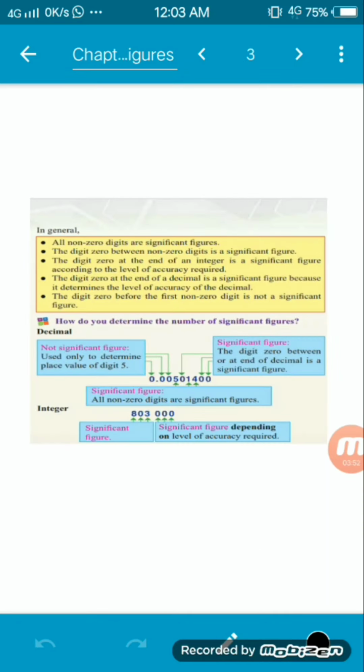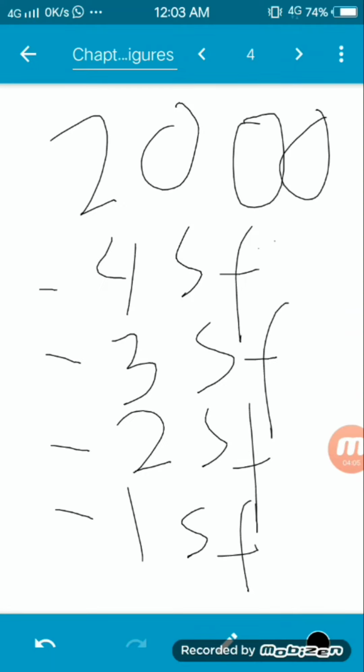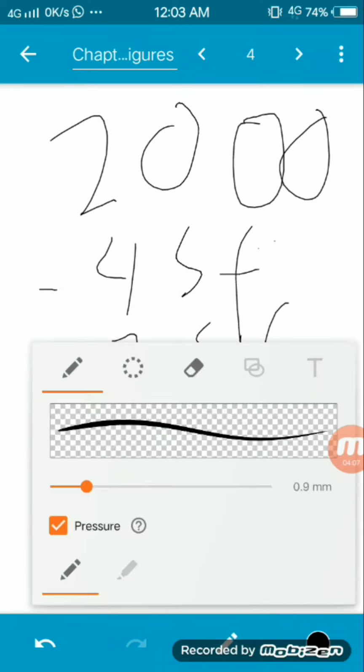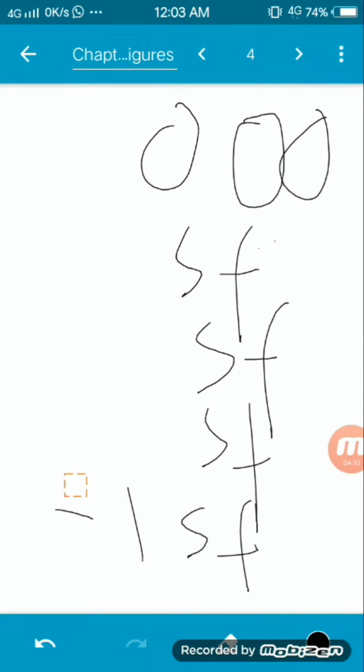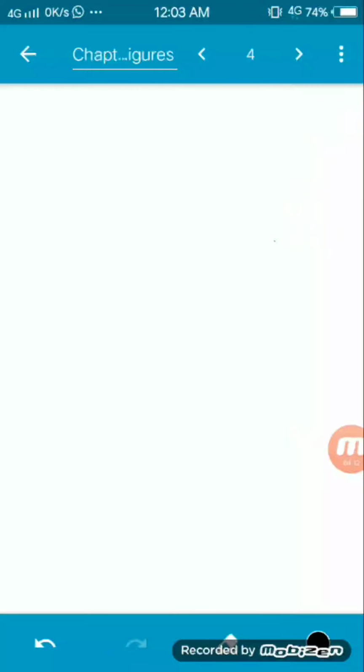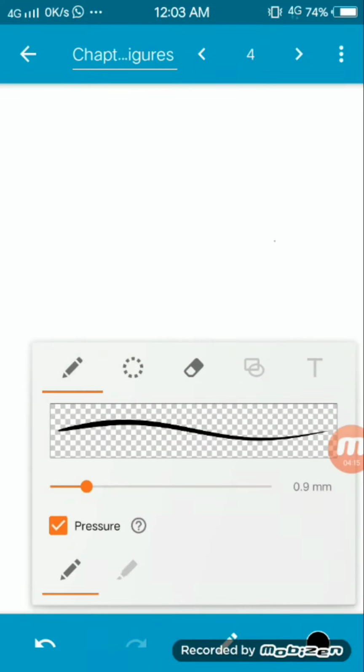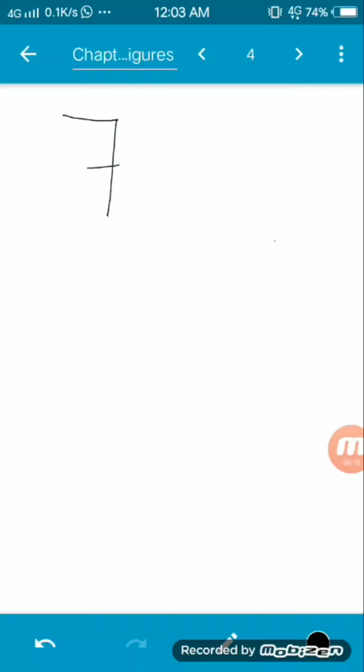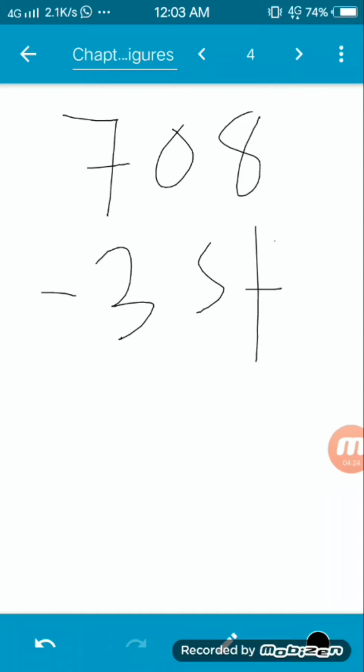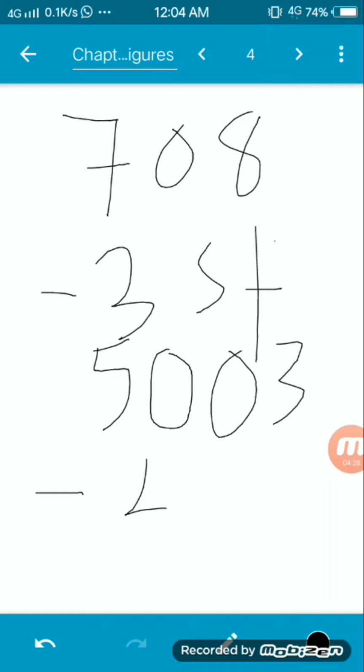Okay. Next is the digit 0. The digit 0 at the end of an integer is a scientific figure according to the level of accuracy required. For example, 708 has 3 scientific figures. Next example, 5003 has 4 scientific figures.